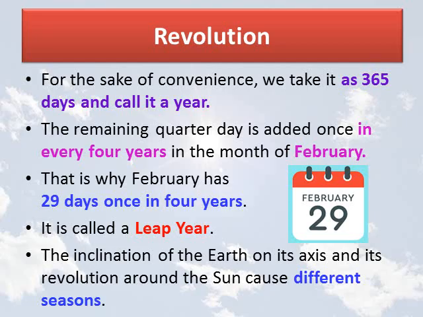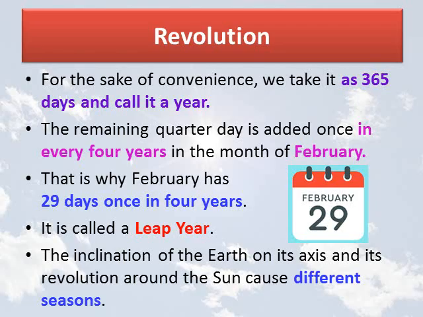And it is called a leap year. It is called a leap year because normally we round it as 365 days, and the 1/4 day is added once in every 4 years to the month of February. And when we add like that, we say it is a leap year. So what is a leap year? A leap year is a year which has 29 days in the month of February.